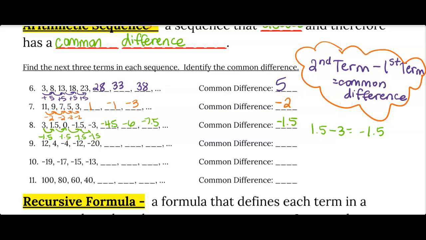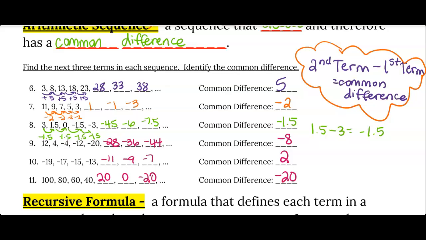You guys try and do 9, 10, and 11 on your own, and then come back to check your work. As you can see here, for number 9, we found a common difference of -8, with the next 3 terms being -28, -36, and -44. Number 10 had a common difference of 2, so it had the next 3 terms -11, -9, and -7. And lastly, number 11 had a common difference of -20, so the next 3 terms were 20, 0, and -20.